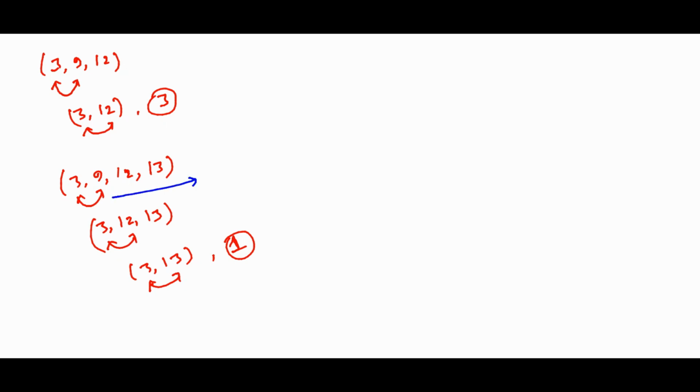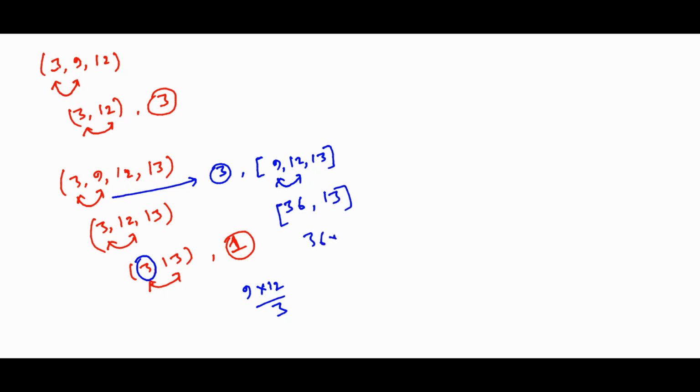Let's see. Here, the GCD is 3, so the LCM will be 9, and our vector will be 9, 12, 13. Again, the LCM of these two will be 36. As we know, the GCD is 3, so LCM will be 9 into 12 by 3. The same formula we have discussed earlier. And again 13, and again the LCM of 36 and 13. Similarly, 36 into 13 by 1 will be the final LCM.